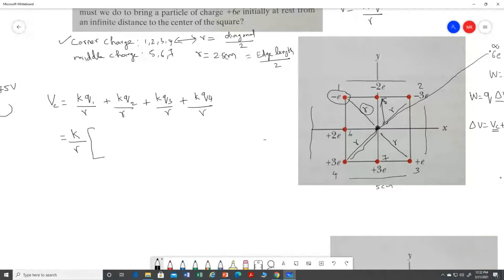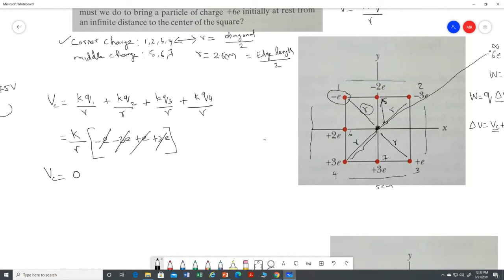So what is inside? Inside I have only charges. What is the value of Q1? Minus E. What is the value of Q2? Minus 3E. What is the value of Q3? Plus E. What is the value of Q4? Plus 3E. What happened, my dear? Plus 3E and minus 3E cancel. This will get cancelled. So what will happen? 0. So don't worry about the R value.